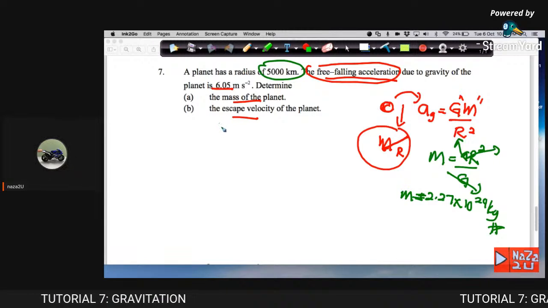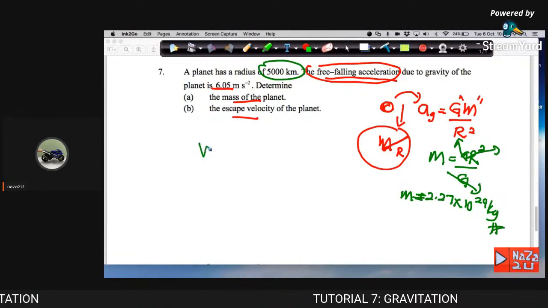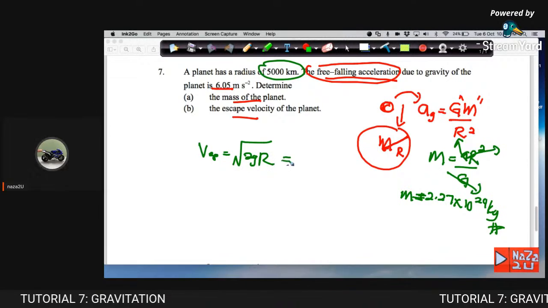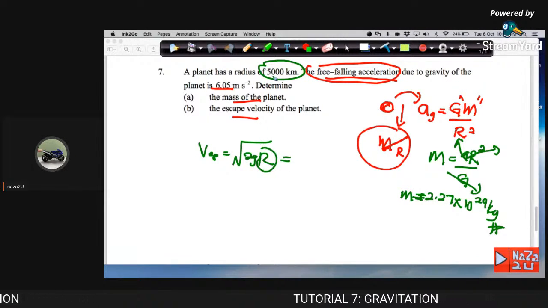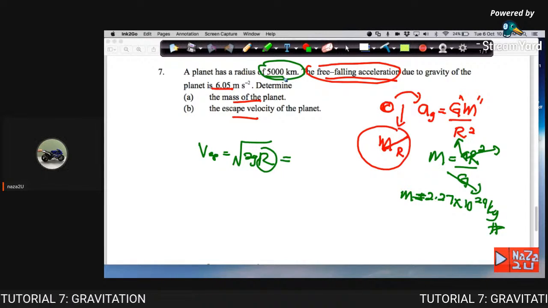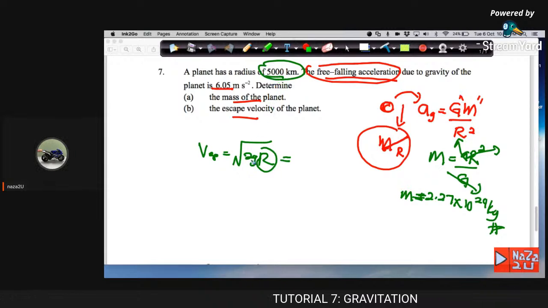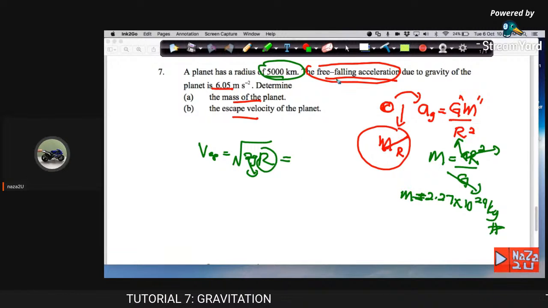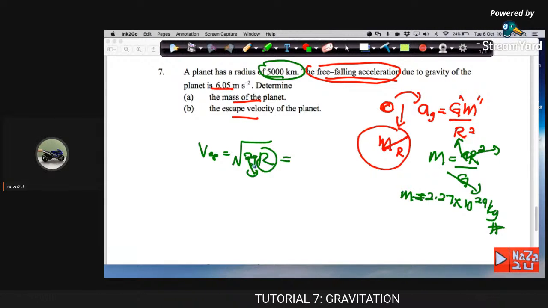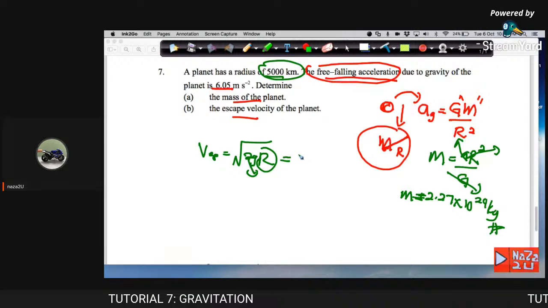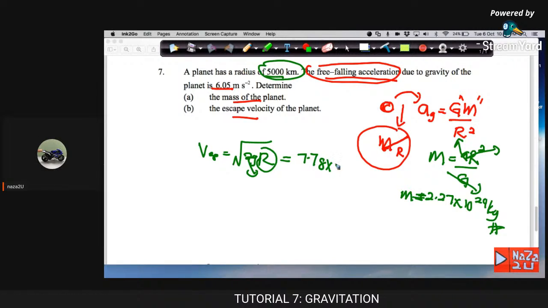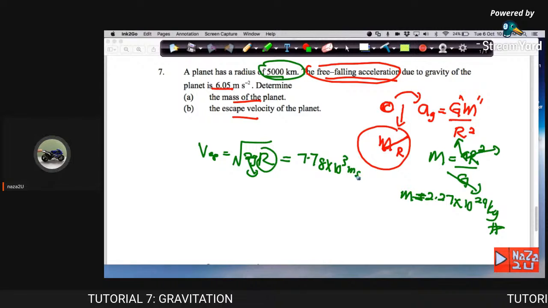Okay, number 7b, escape velocity. So for escape velocity, we have an equation, square root of 2gr here, because we have the value of the radius, 5,000, right? And we have the value of g, free falling acceleration, 6.05, and we have a times 2. So now we can use the calculator. You can find the escape velocity is 7.78 times 10 power of 3 meter per second.